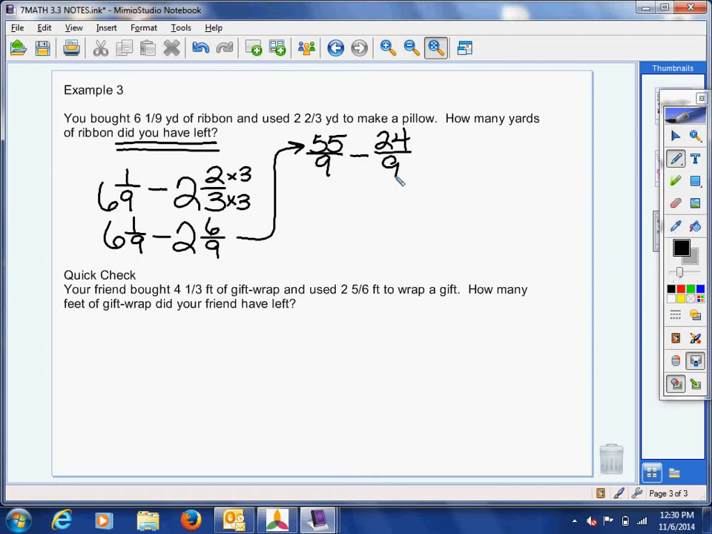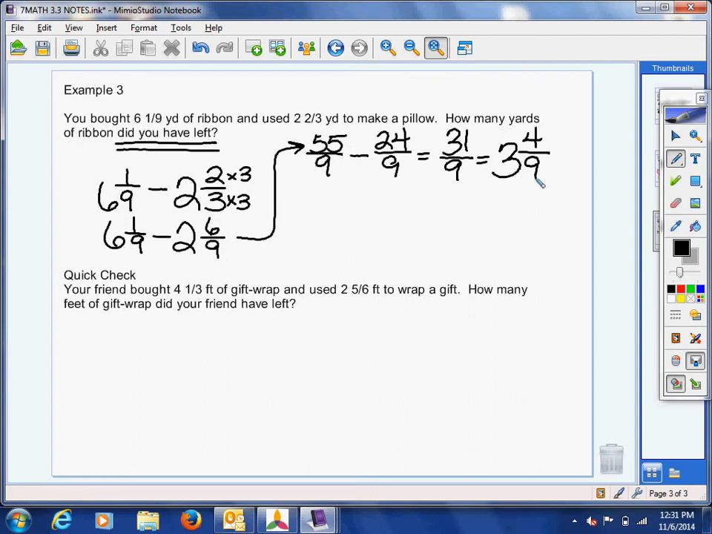Because you have common denominators, you can go ahead and subtract those 2 numbers. And what are you going to get? 31. 31, sorry. 31 over 9. How many 9s go into 31 without going over? 3 times. And then what's left over? 4. Yep. So that's how many yards you have left from what you originally purchased.